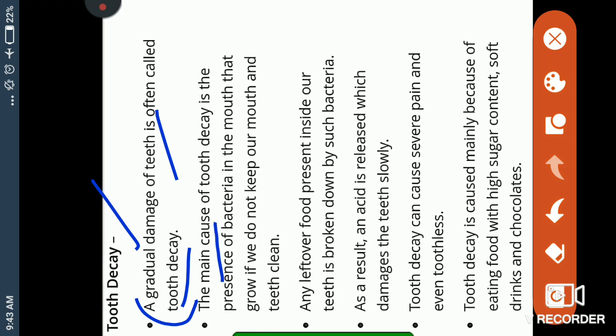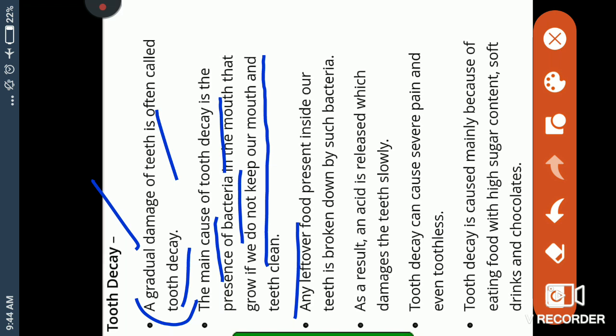The main cause of tooth decay is the presence of bacteria. Bacteria are very tiny creatures. We can't see them with our naked eyes; we can see them with the help of a microscope or the electron microscope. So why does bacteria grow in our body? Because we do not keep our mouth and teeth clean. We don't brush twice after the meal, and before sleeping it is compulsory to brush your teeth.